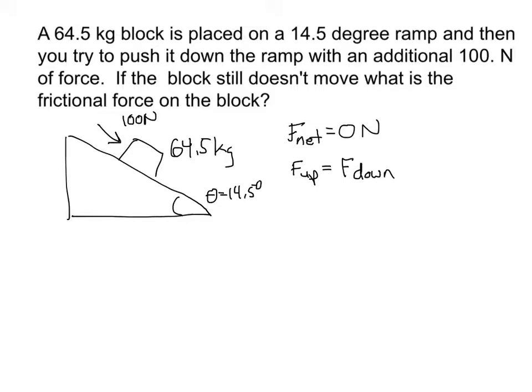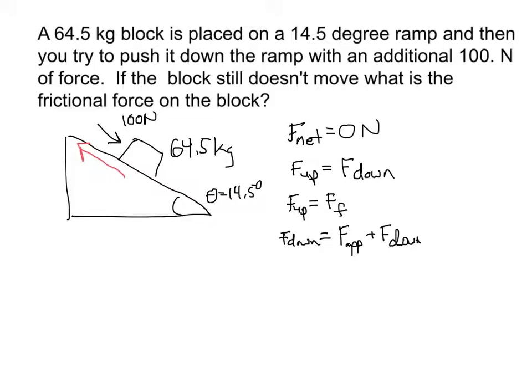So if we look at the total forces going up the ramp, the only one going up the ramp is the force due to friction. So friction is the only one that's going to act in that direction going up the ramp, resisting the motion of the object. The total forces going down the ramp are going to be our applied force, the force that we're pushing on it with, force applied, and the force of the weight going down the ramp, which we've done before as F down.